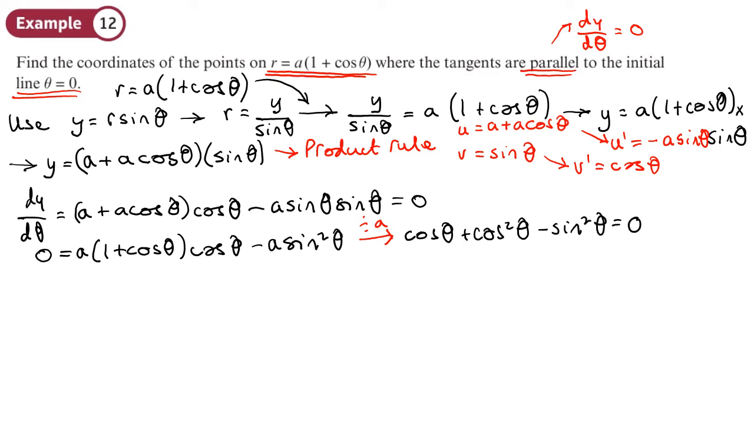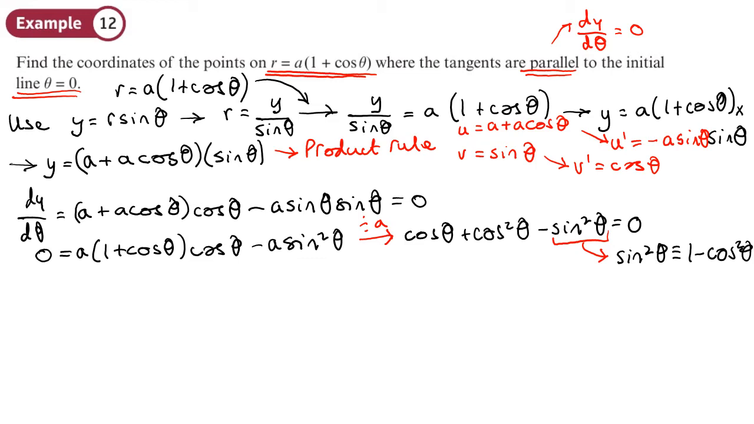Now, if I want to work out when this is equal to 0, I really want to be able to factorize it. So this is a problem, the sine squared, but I can use that sine squared theta is equivalent to 1 minus cos squared theta, because sine squared plus cos squared is 1, so you just take away cos squared from both sides.